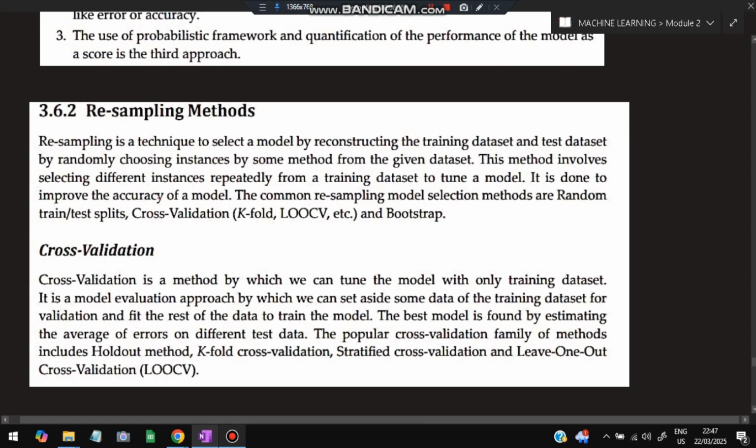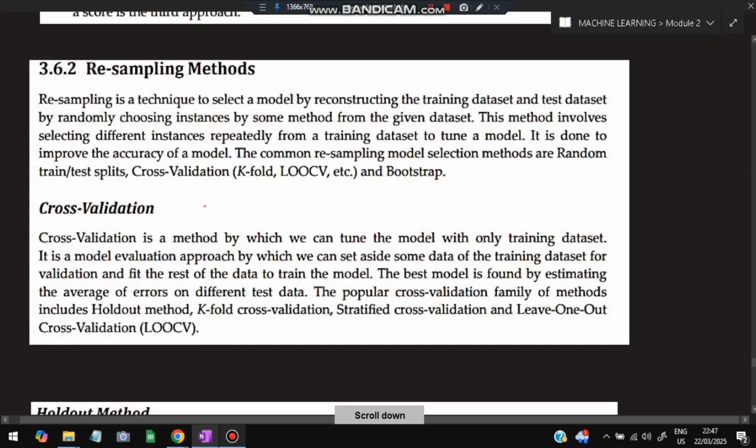The resampling method means selecting a model by reconstructing the training dataset and test dataset by randomly choosing the instances by some method from the given dataset. Okay, we are randomly choosing the dataset. Some of the methods in resampling are random test splits, train test splits, and cross validation, which includes k-fold and LOOCV, and bootstrap. Okay, so what is cross validation? It is a method by which we can tune the model with only the training dataset.